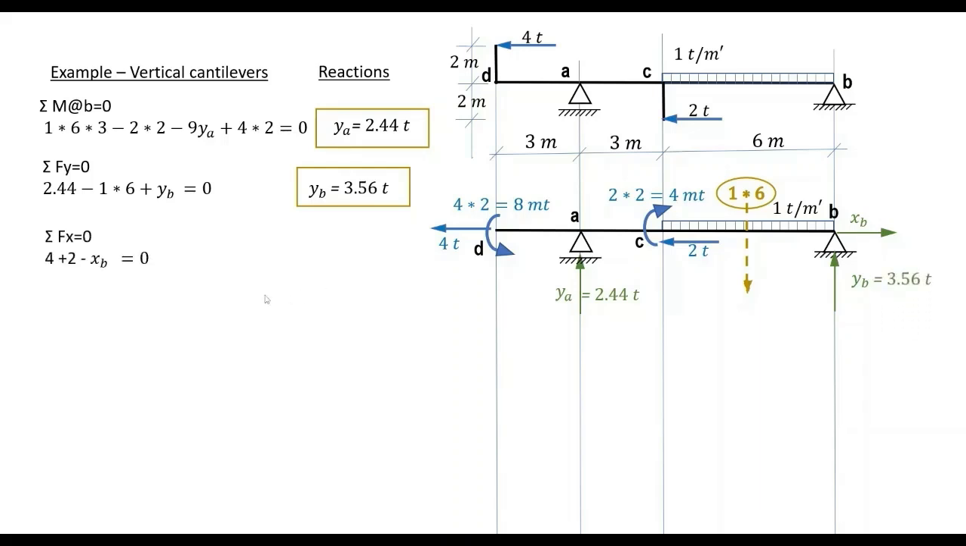Sigma forces in the X direction equals 0. We apply all forces in the X direction. This 4 tons, 2 tons and the XB. This gives XB equals 6 tons. Now we are ready to plot our straining actions.